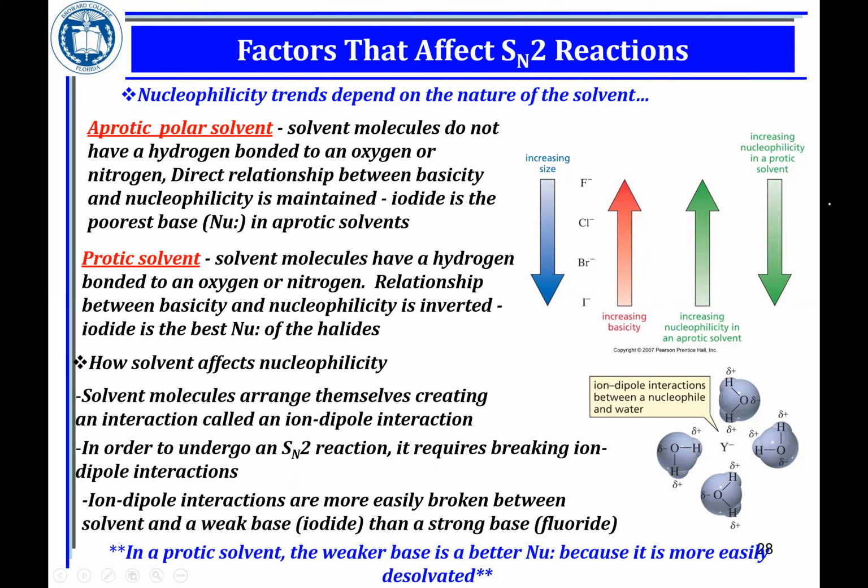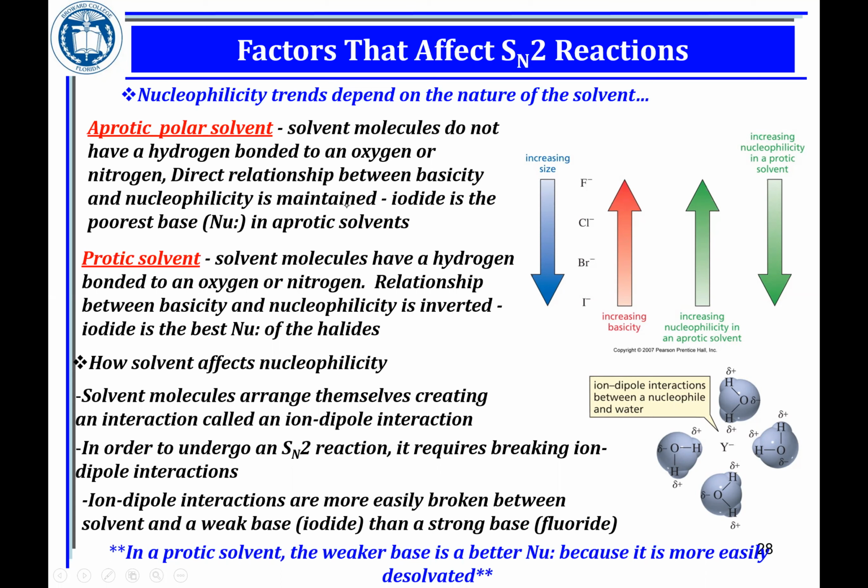Solvent effect, polar protic or aprotic solvent. Which one is best for the SN2? For SN2, polar aprotic solvents are better. Those are the solvents that do not have ionizable hydrogen. Like water is polar and is also protic. Alcohol is polar and it's also protic.